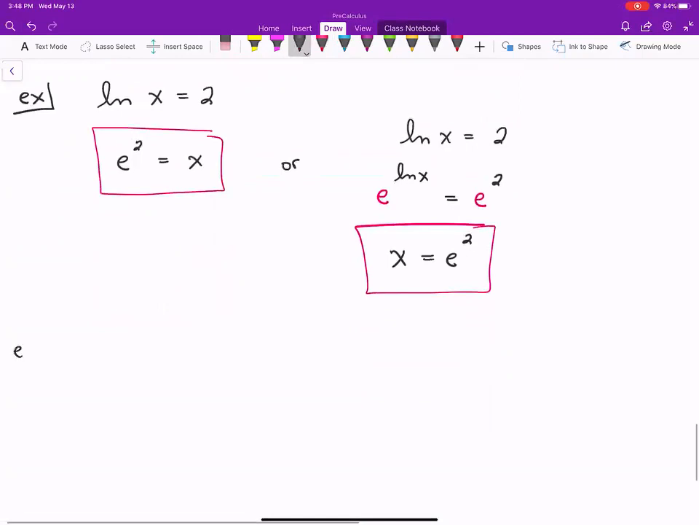Alrighty, still keep it simple. What if I had log base 3 of 5x minus 1 equals log base 3 of x plus 7?